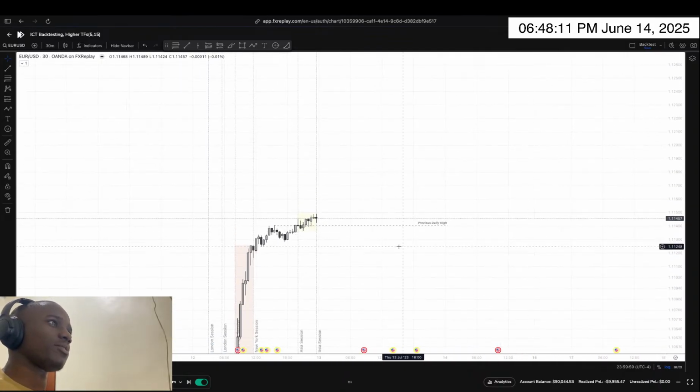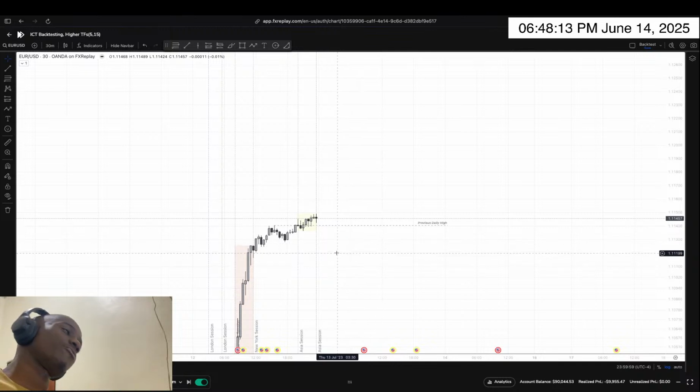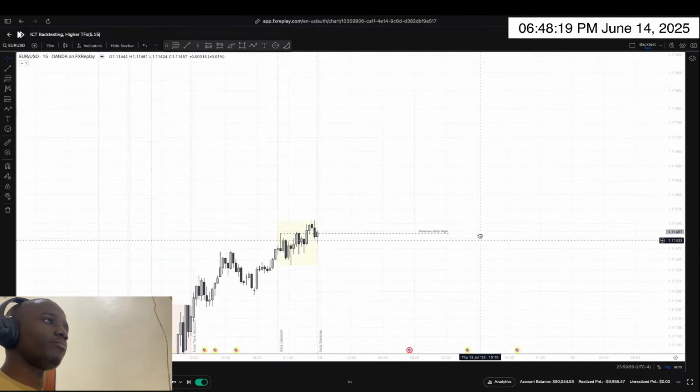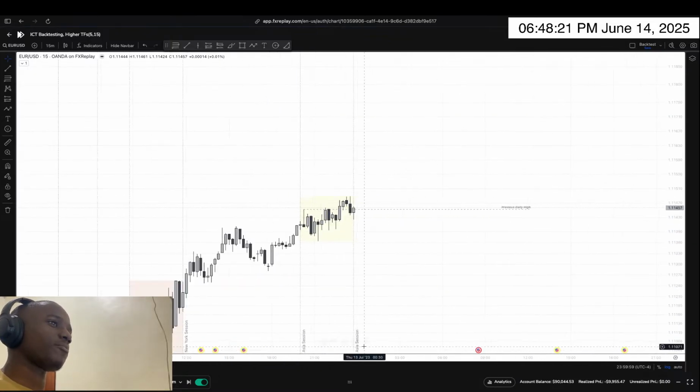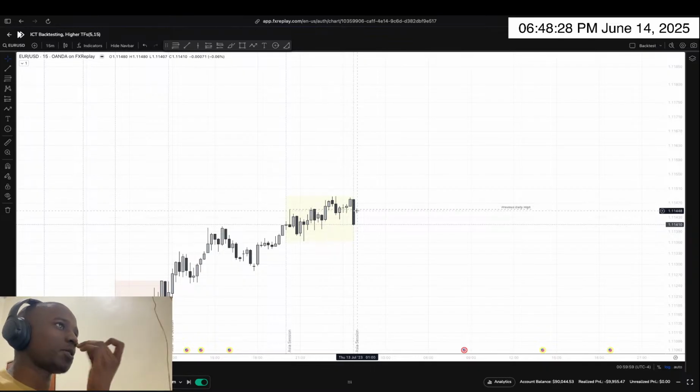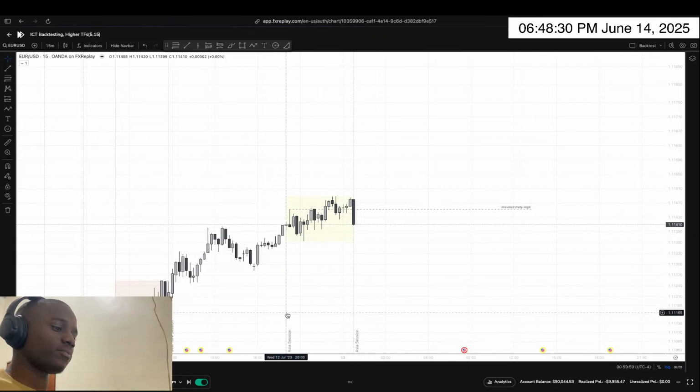Then I'll wait for what the setup will show me. If it shows bullish, then we go bullish. If it shows bearish, then we go bearish. Okay, good. So I'm on the 15-minute time frame, and so far this is how the Asian session is looking. And you can see that the Asian session is still running. Go to 5 minute.